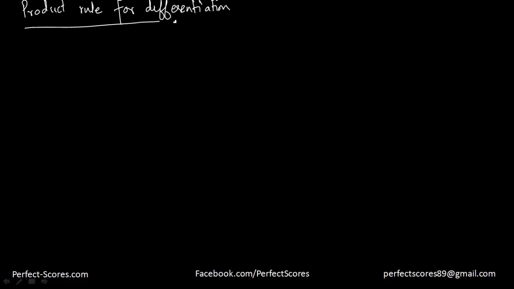Now we're first of all going to be talking about the product rule for differentiation. So what does the product rule for differentiation state? The product rule for differentiation states that if you want to differentiate two functions, let's say u and v, first you keep u outside and differentiate v. Then you keep v outside and then you differentiate u.